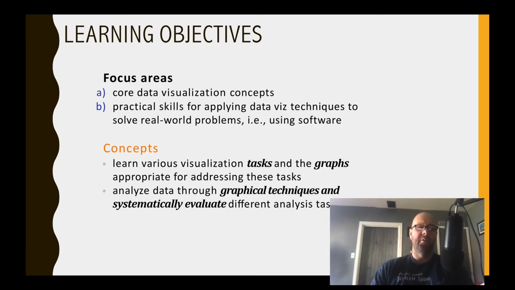Learning objectives, focus areas are core data visualization. Visualization concepts, practical skills for applying data techniques to solve real-world problems using software. So when I think of real-world problems, think about what's happening within our industry now. Think about the pandemic. Think about the data that's being collected.